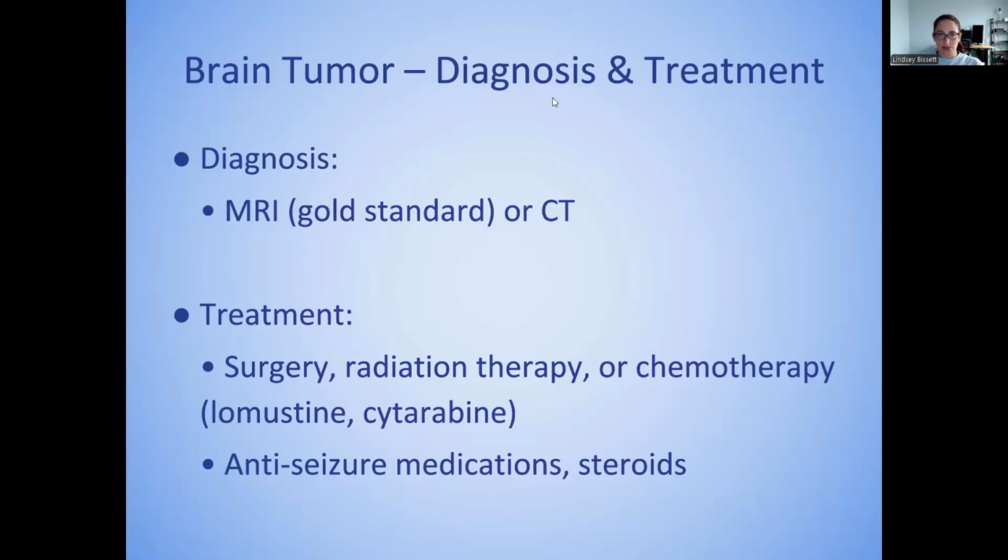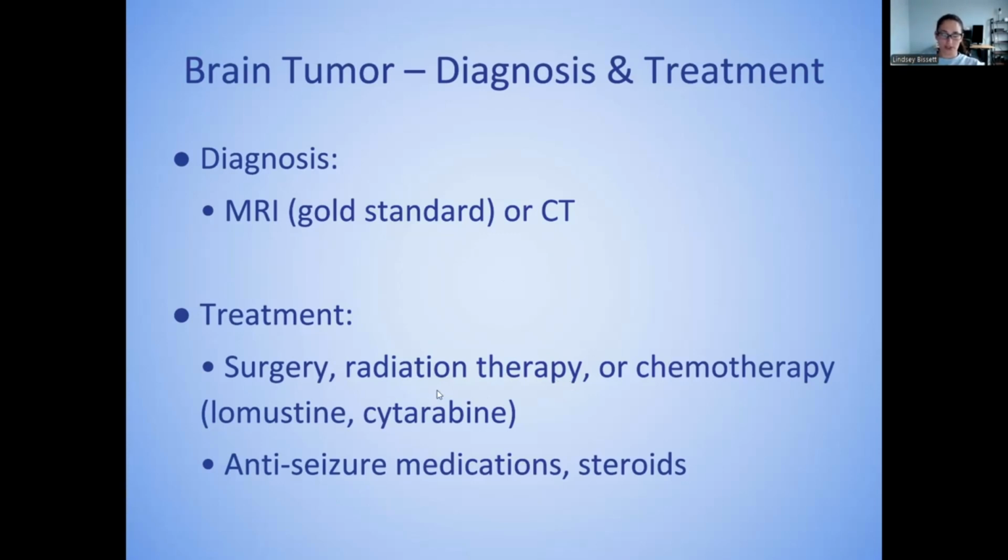And we got the brain tumor diagnosis. Of course, MRI is going to be the gold standard on that, or a CT scan can also be utilized. It's just not going to be as sensitive. And when it comes to treatment, surgery can be seen as a good option if it's kind of right on the periphery, something that the surgeon can easily get to.